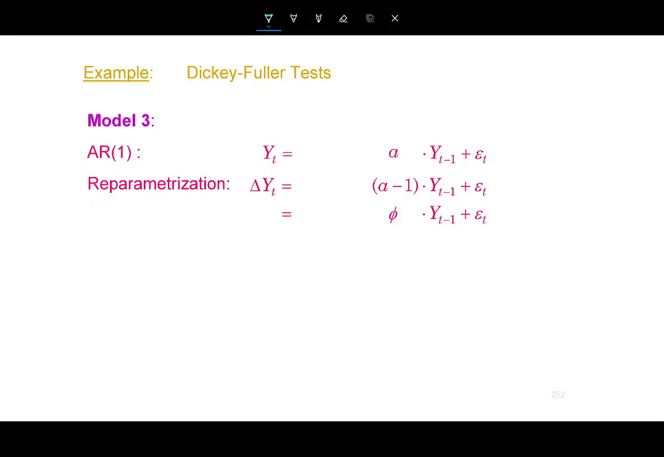So the two models are not the same, okay, because the parameters are not the same. But the two models are equivalent. So if you know one, then you automatically know the estimate of the other, and vice versa. So that's basically what it's going to be.